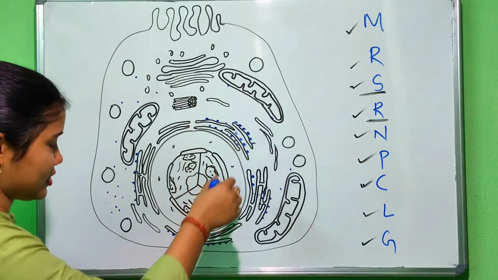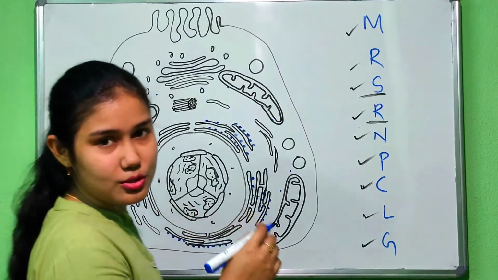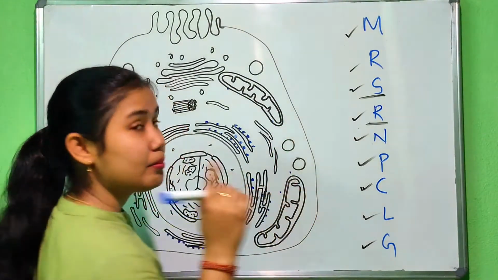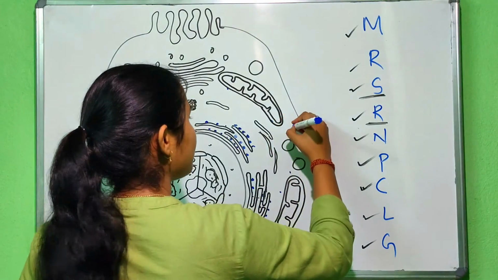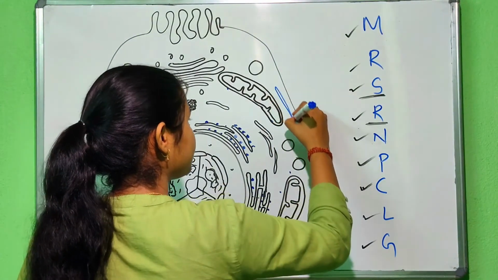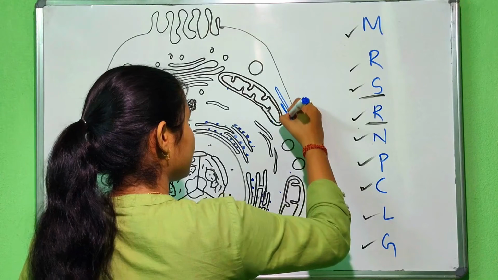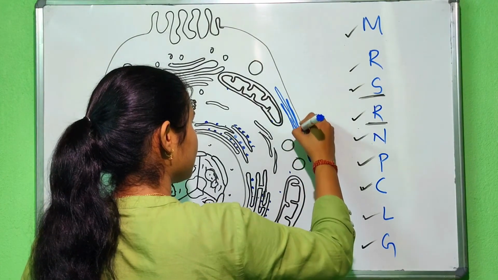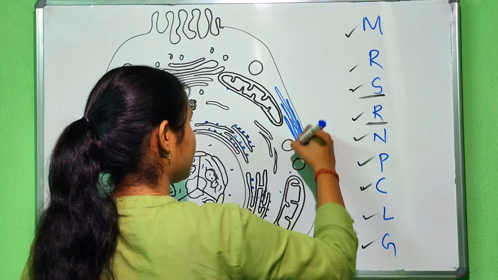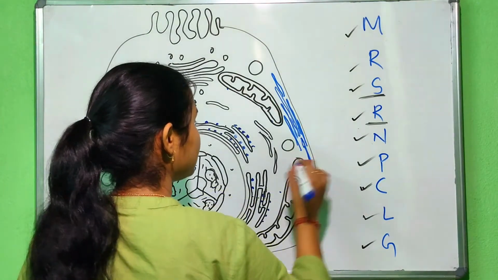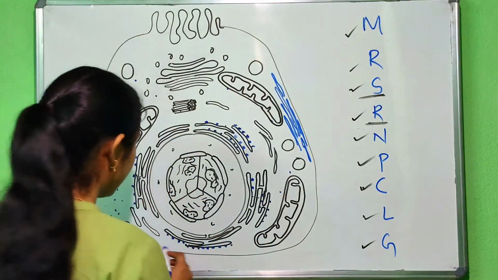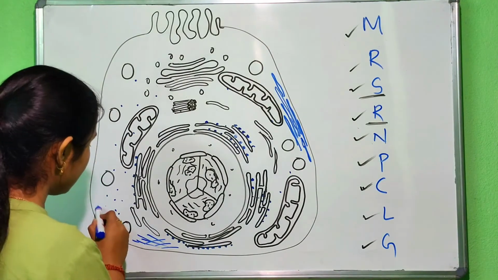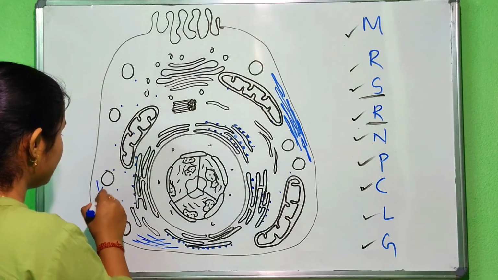Besides these structures, some additional structures are also present in a cell, in the animal cell, like the microfilaments and the microtubules. So let's draw them. These are some microtubules, and let's draw some microfilaments. Yes, these are some microfilaments.